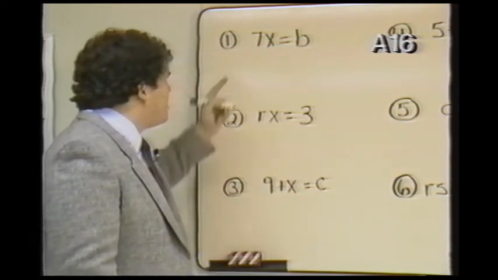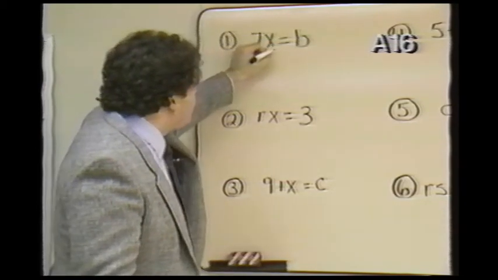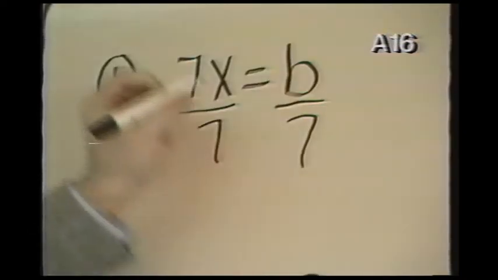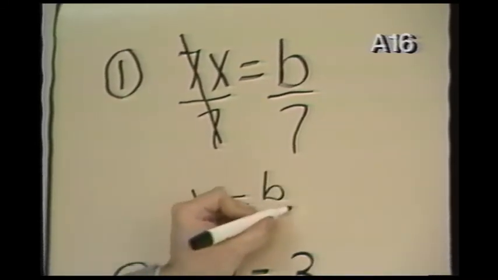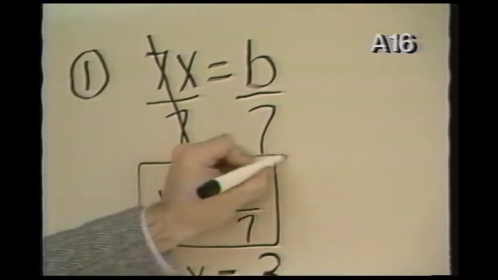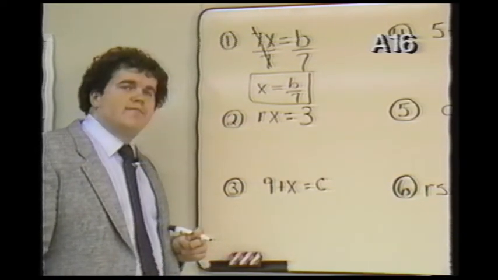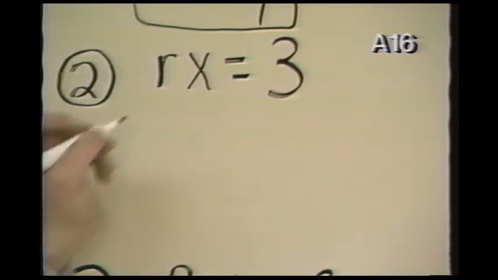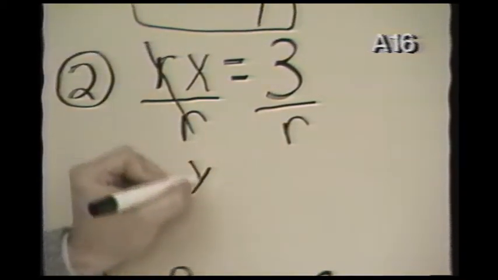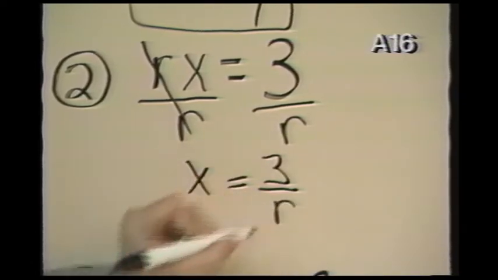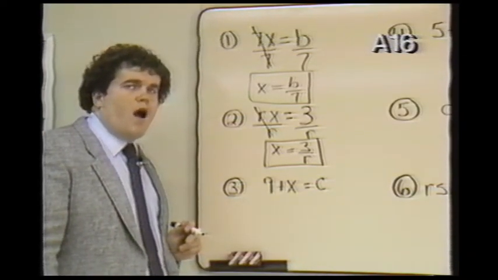So, our first problem says 7x equals b. Now, if I want to solve for x, I would have to divide the left and right side by 7. 7x divided by 7 is x, and b divided by 7 is just b over 7. So we knew that 7x equaled b, but we want to find x, and x is equal to b over 7. Problem number 2, rx equals 3. Divide the left side by r, divide the right side by r. We'll get x equals 3 over r. Not too tough, huh? We have found the value of x. x equals 3 over r.